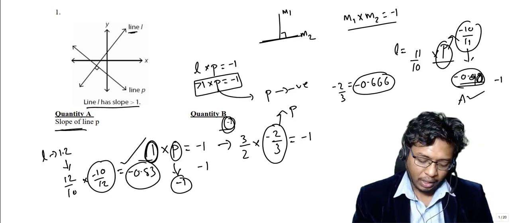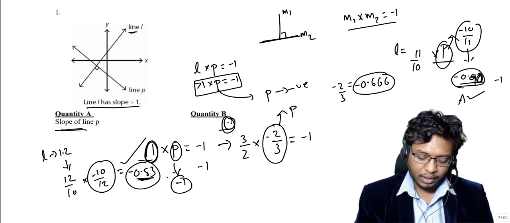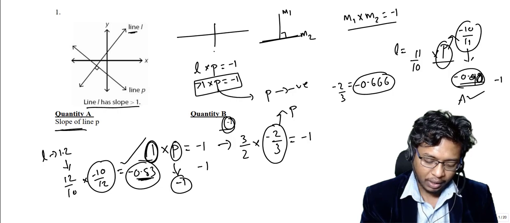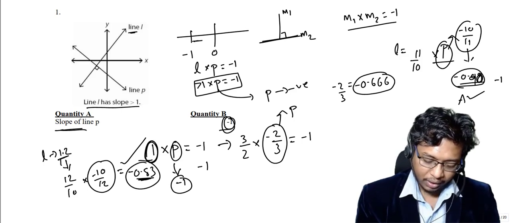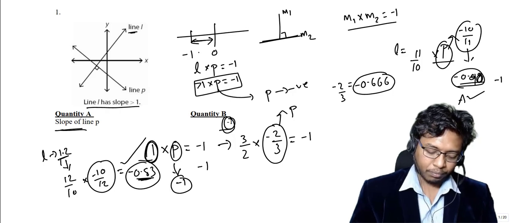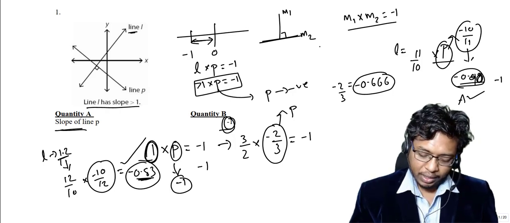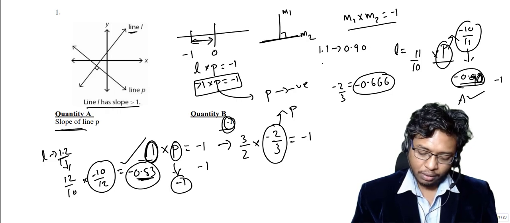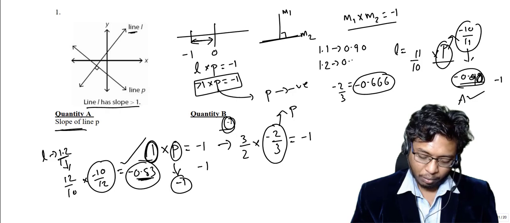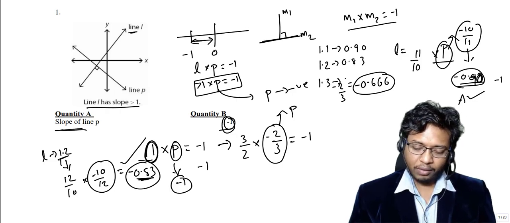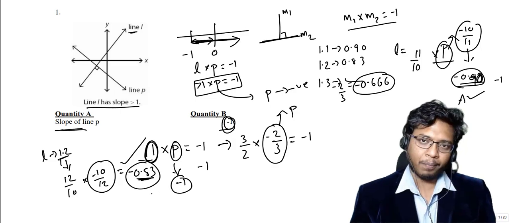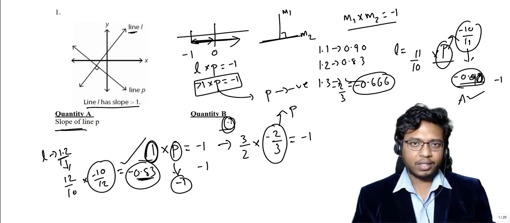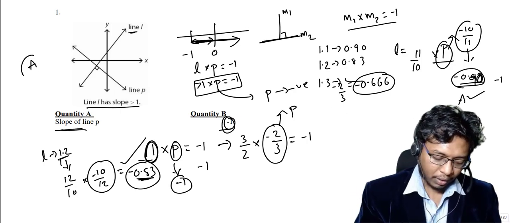So as and when I am increasing the value here, it is getting nearer, right? If you take a number line, this is 0 and suppose this is -1, as this value increases, it is coming nearer and nearer like this. With L as 1.1 I got -0.90. With L as 1.2 I got -0.83. With L as 1.3 it will decrease further in magnitude. So all the numbers will be moving this side. That means clearly your quantity A is greater than quantity B. So the answer here will be A.